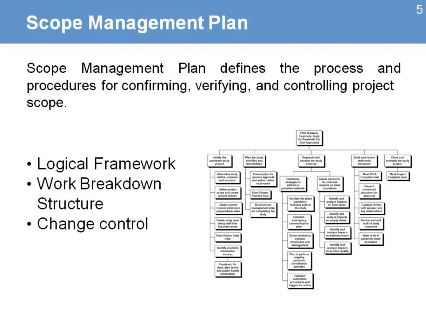The first one is the scope management plan. It's going to define the processes and procedures for confirming, verifying, and controlling project scope. That means managing all the work that you have in your project. For that, we're going to look at the logical framework. We're going to look at the work breakdown structure and then change control.